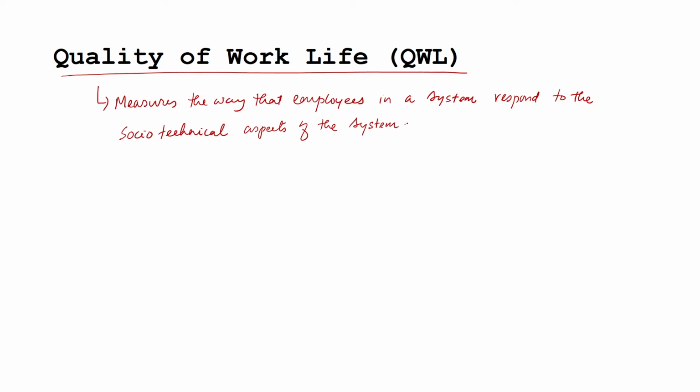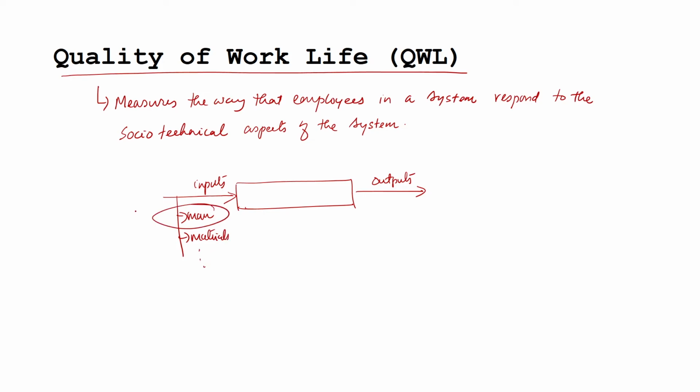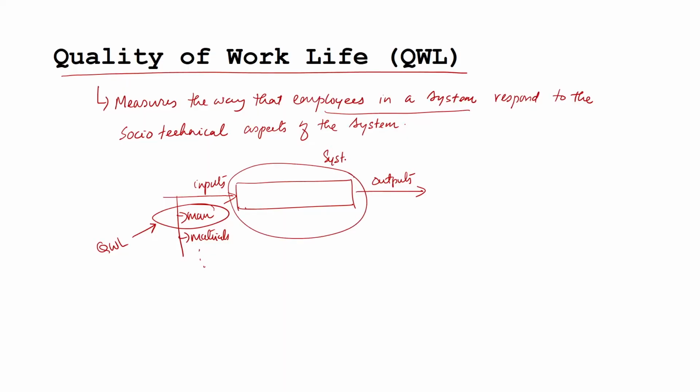So, in the system you have inputs, as I mentioned earlier, then you have the transformation process, you have outputs, and in this we said there is man, materials, etc. This is where the focus is. QWL focuses on the man or the human aspect of it, the employees of a system, how do they respond to the socio-technical aspects of it: change in new product, how quickly can you bring in something new, how quickly you can change the process, how a new process can be adopted, all these kinds of aspects of this system. How well the people respond to the socio-technical aspect is what quality of work life measures.